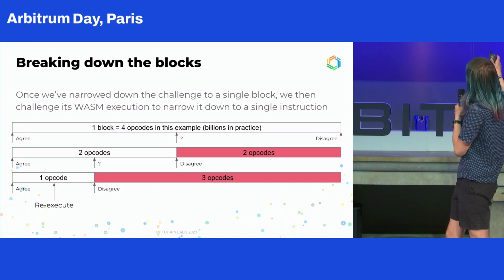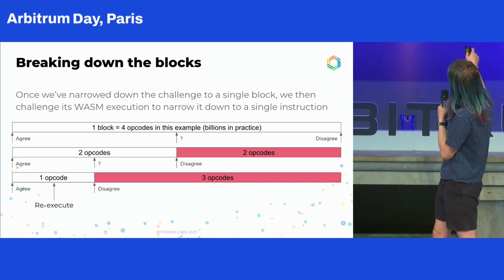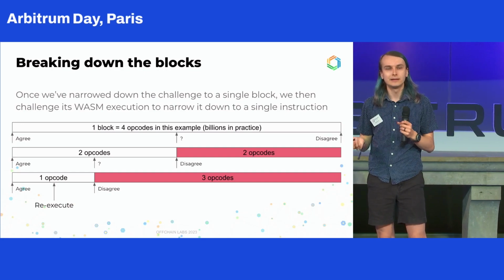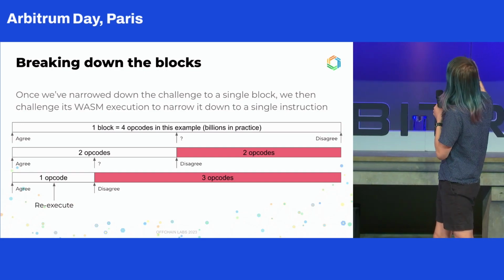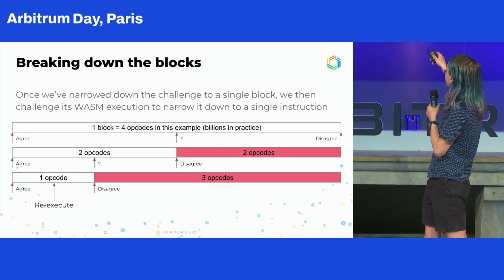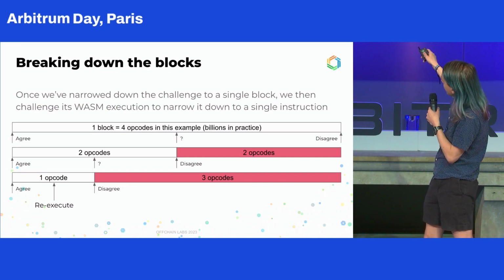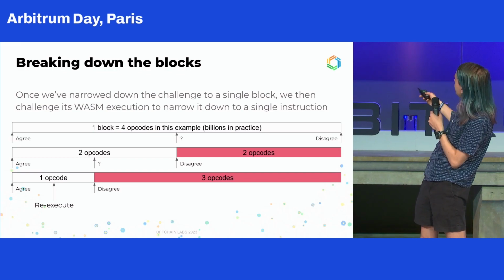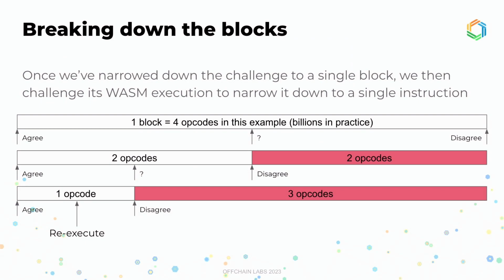So we can break this down and we say, hey, do you agree where the WebAssembly machine is in the middle? And let's say they disagree here. So again, we've broken the problem down in half. We do the same thing. We say halfway in, do you agree or disagree? Let's say they disagree again. And then we can re-execute this one WebAssembly opcode.